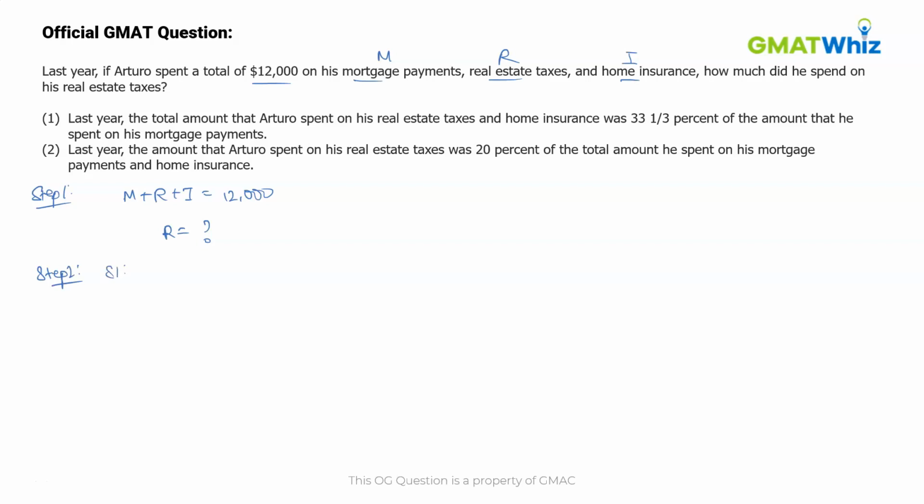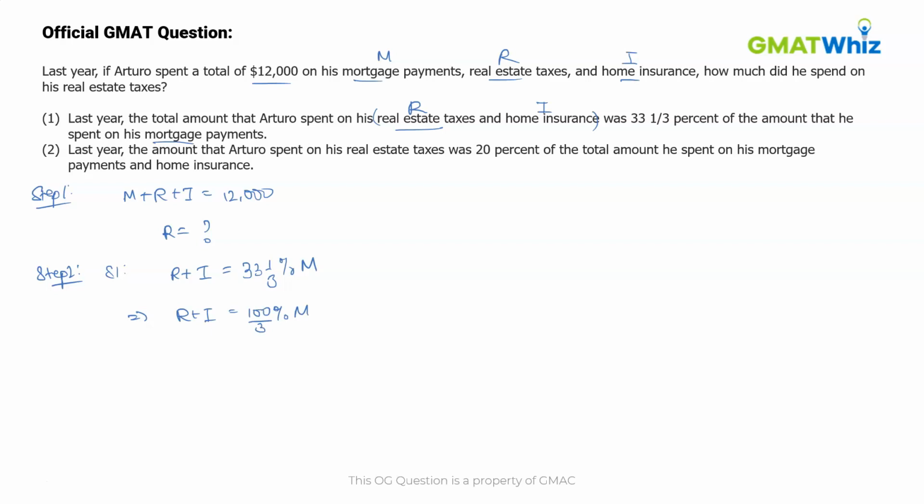In statement 1 we have that the total amount Arturo spent on his real estate taxes and home insurance, the sum of R and I, was equal to 33 1/3% of the amount that he spent on his mortgage payments. So R plus I is equal to 33 1/3% of M. Now we can write this as R plus I is equal to 100/3% of M.